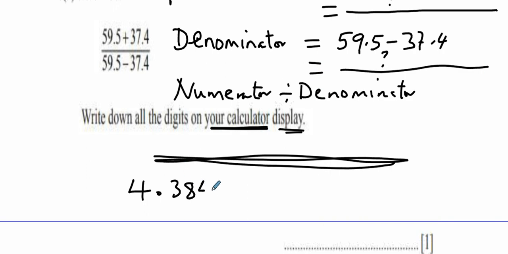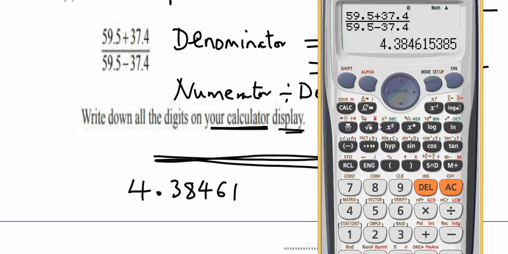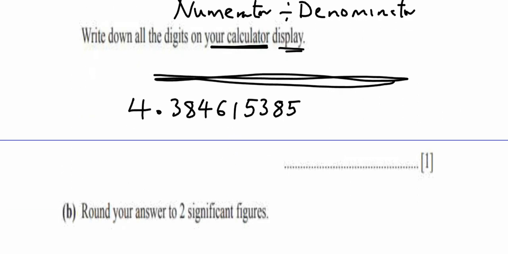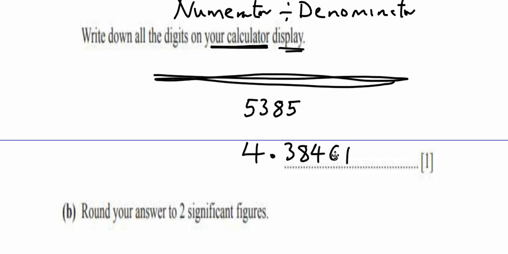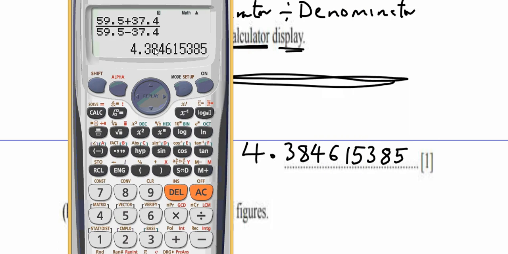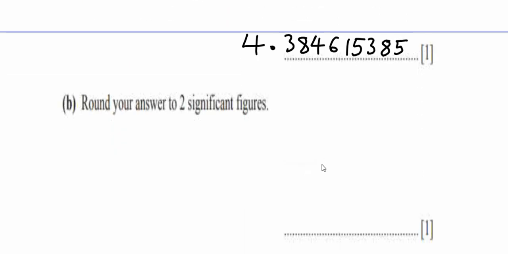461, then 5385. See? Right. Now, this answer basically is what you come and write here. Put it over here. All right. So that is your answer. 4.38461538. Good. Now, the next question is round your answer to two significant figures.